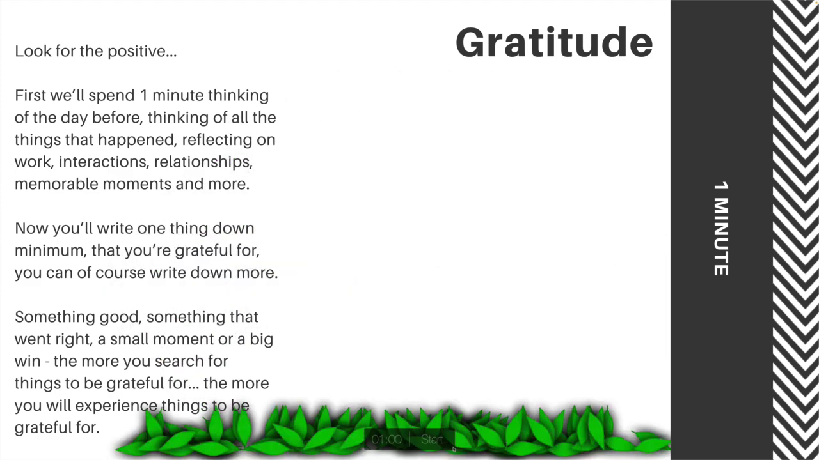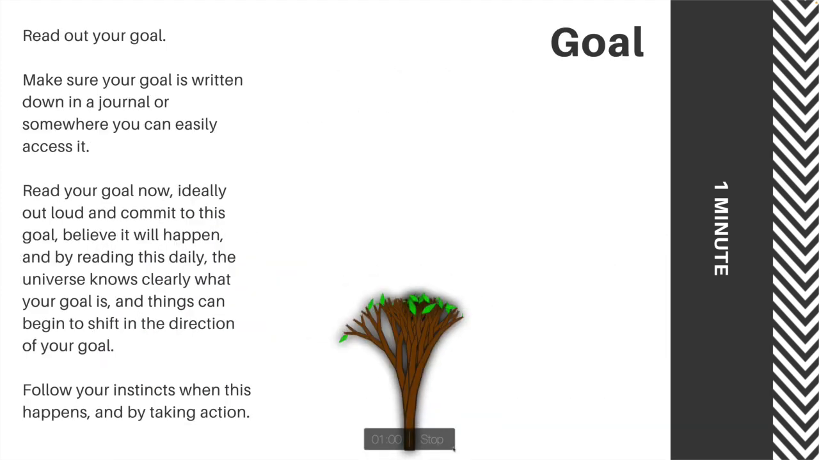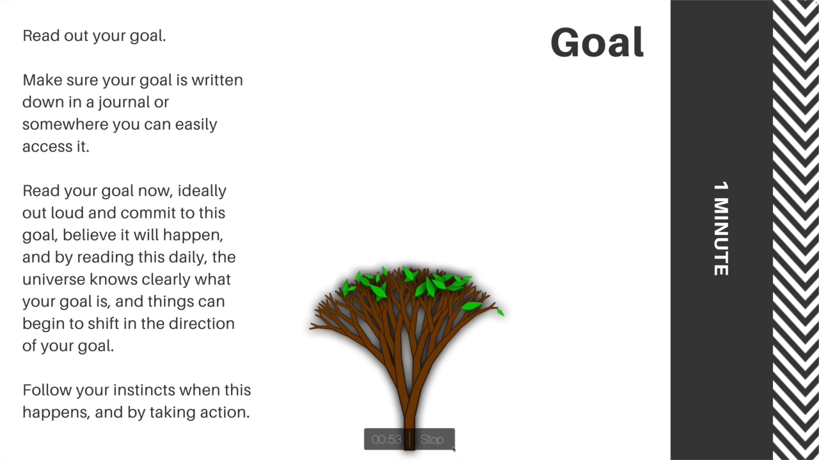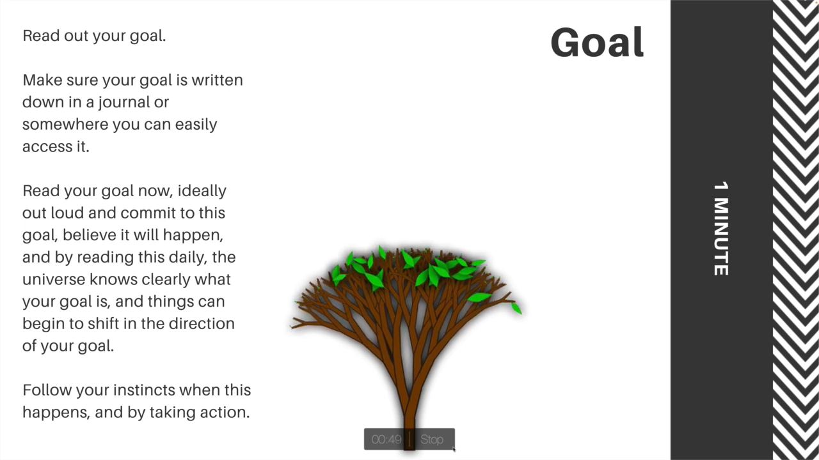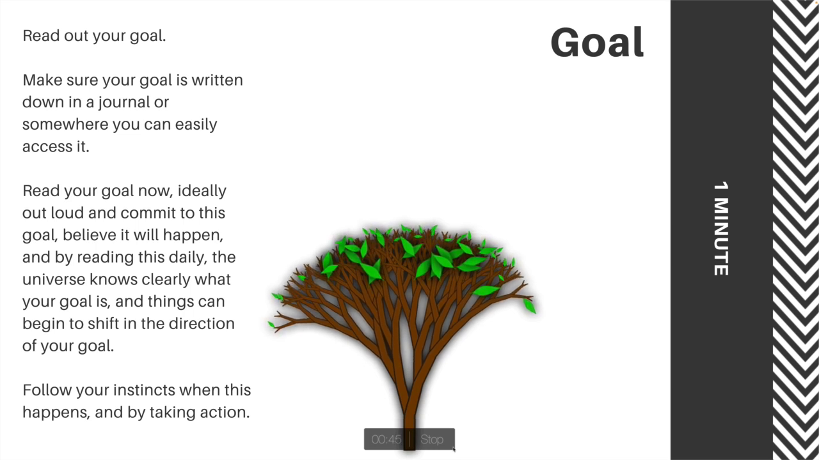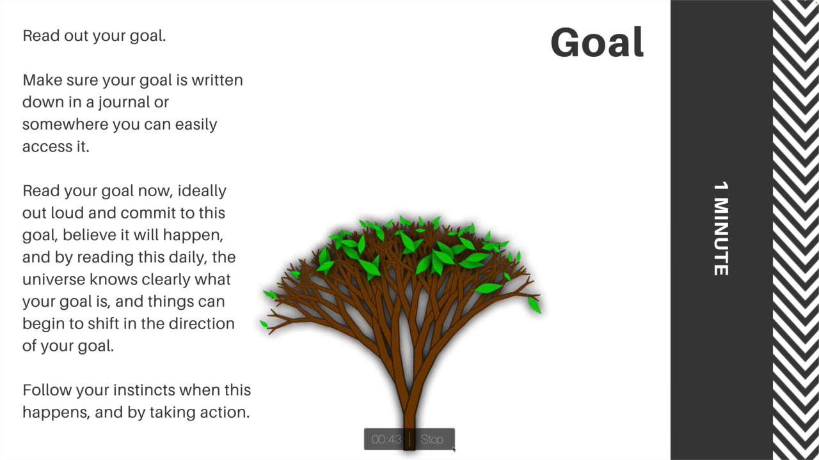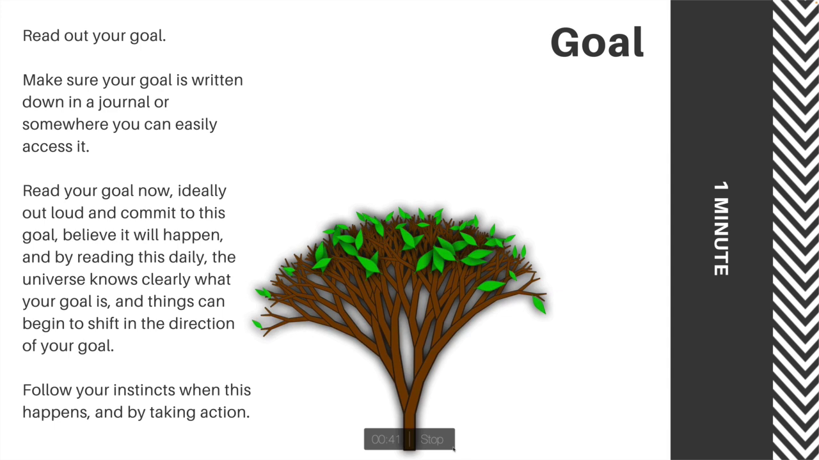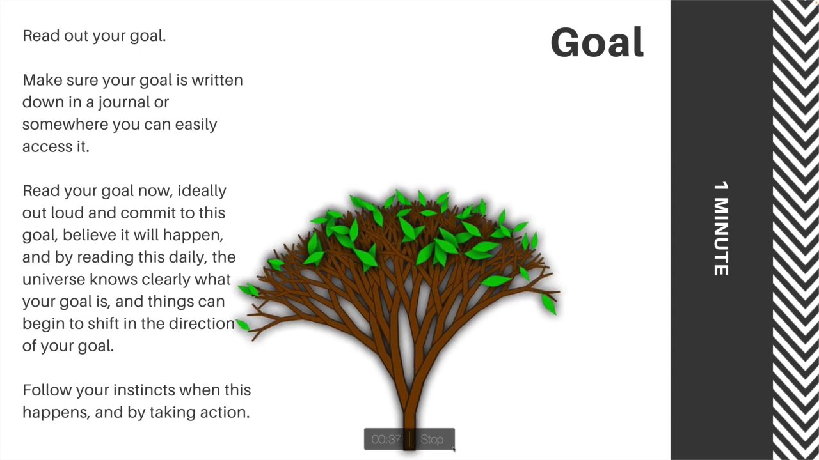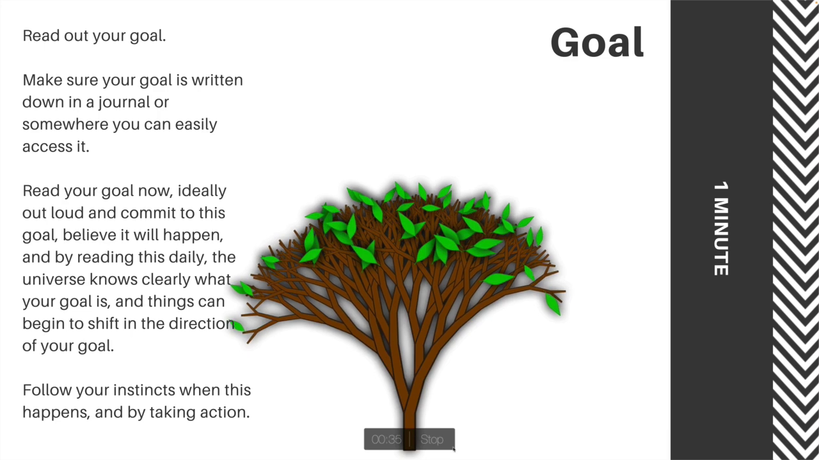Now we're going to read out your goal. Make sure your goal is written down in a journal or somewhere you can easily access it. Read your goal now, ideally out loud, and commit to this goal. Believe it will happen. And by reading this daily, the universe knows clearly what your goal is, and the things begin to shift in the direction of your goal. Follow your instincts when this happens by taking action.